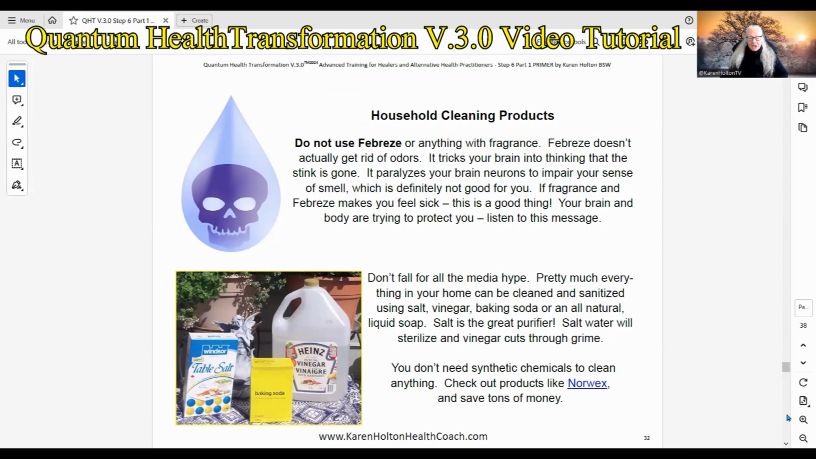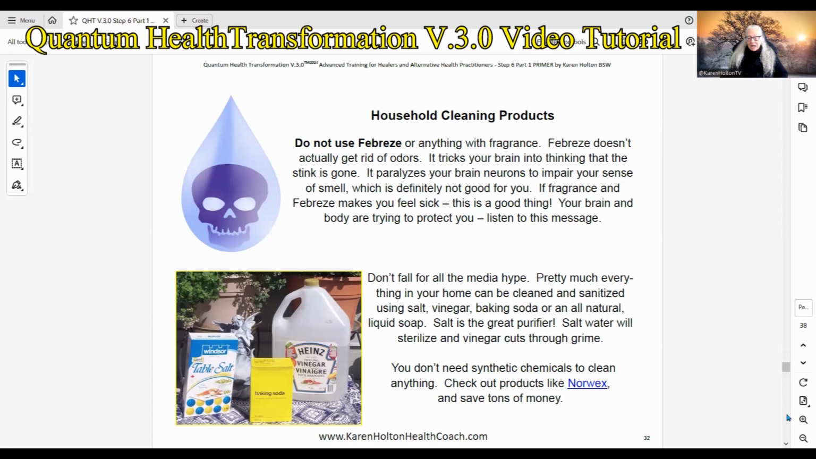Pretty much everything in your home can be cleaned and sanitized using salt, vinegar, baking soda, or an all-natural liquid soap. Salt is the great purifier. Salt water will sterilize, and vinegar cuts through grime. You don't need synthetic chemicals to clean anything.